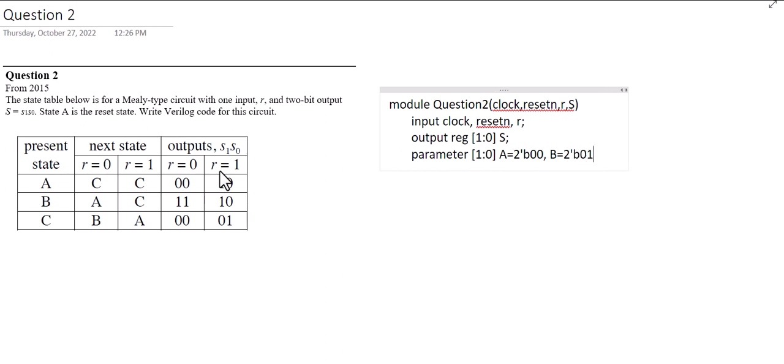Now I don't have to do this. Notice my state table, nowhere in my directions did it say what A, B, and C had to be. I could make them whatever I wanted to, and if I wanted to have them be 4 bits, I could. And C equals 2'b10. You could make it 11 if you wanted.